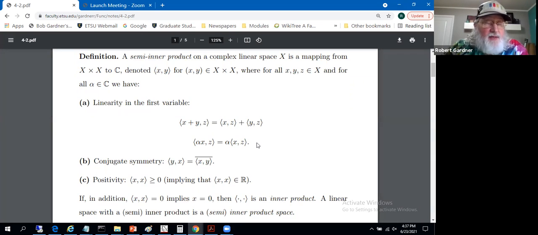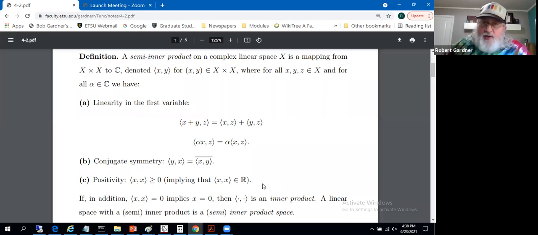We didn't say anything about the second position, but we will, and it's a tiny bit more complicated, and this is where the scalars being complex will play a particular role. We require conjugate symmetry. The inner product of Y with X is the conjugate of the inner product of X with Y. That will combine with the first property to allow us to deal with linearity in the second component of the inner product. More of that shortly. And we require positivity: the inner product of X with itself is greater than or equal to 0. The fact that we've stated it as an inequality implies that it's a real number as well, a non-negative real number.